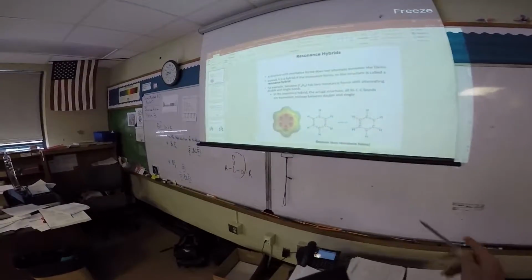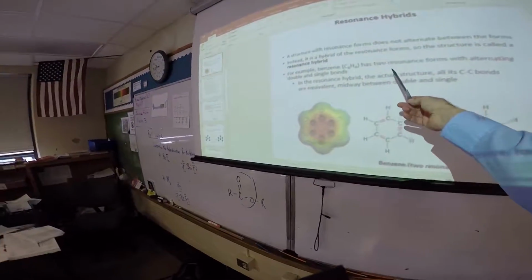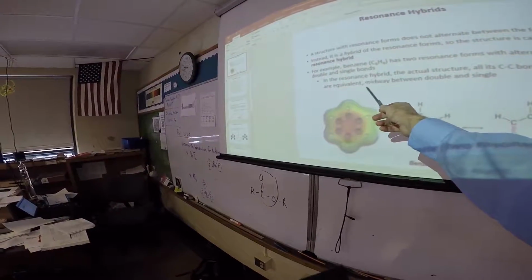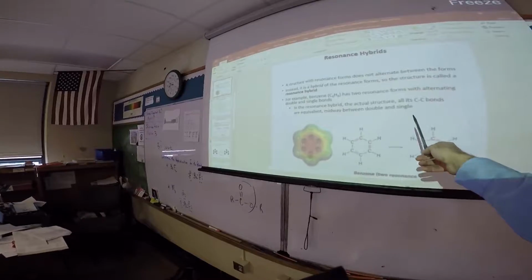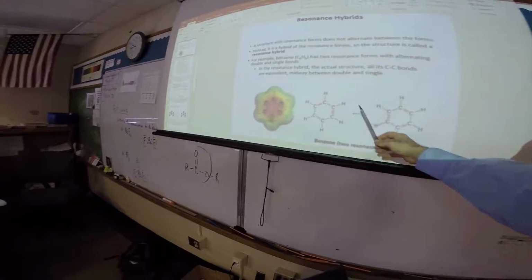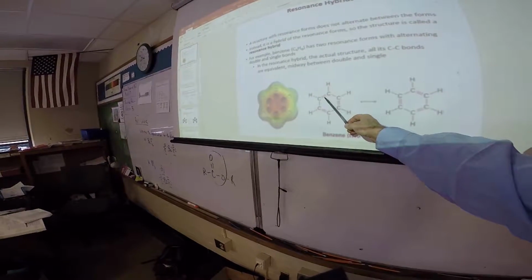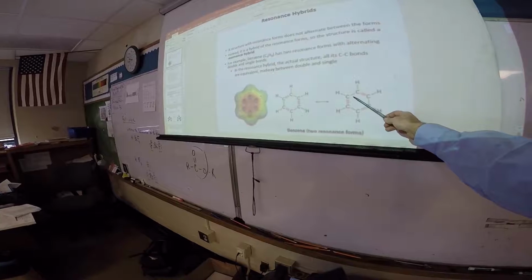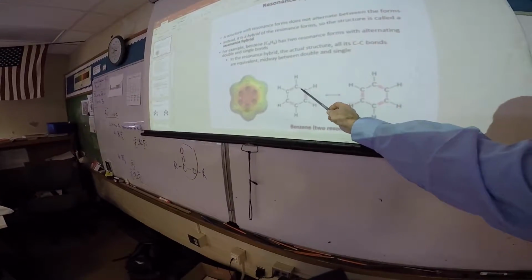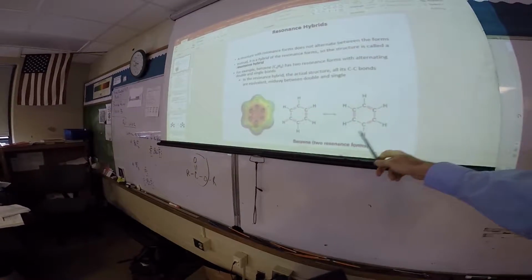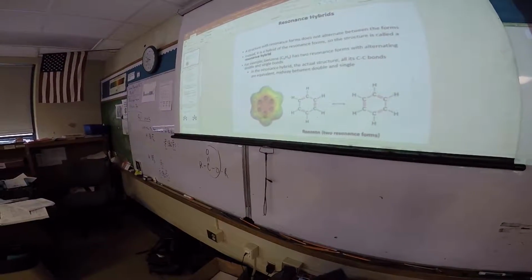So the benzene has two resonance forms with alternating double and single bonds. In the resonance hybrid, the actual structure of all the C-C bonds are equivalent. So if you can see right here, this is what they're talking about. You see a double bond right here? In this situation, it's a single bond, right? And here it's a single bond, and here it's a double bond. So what's happening is that this is a hybrid that they're all equivalent.